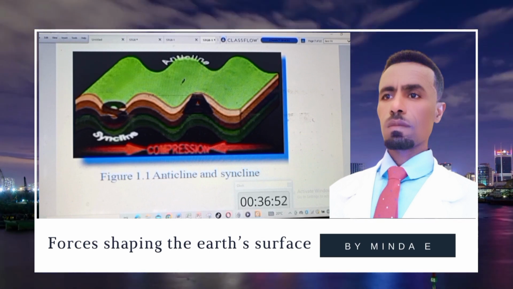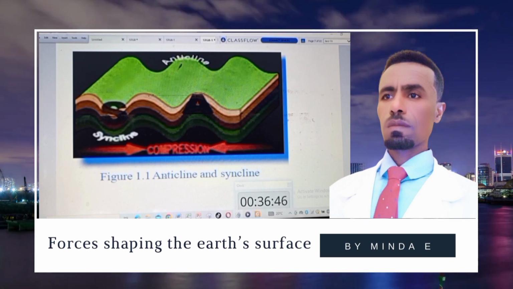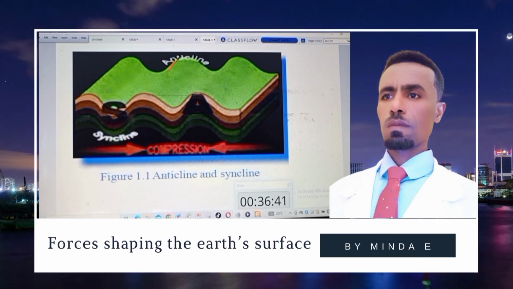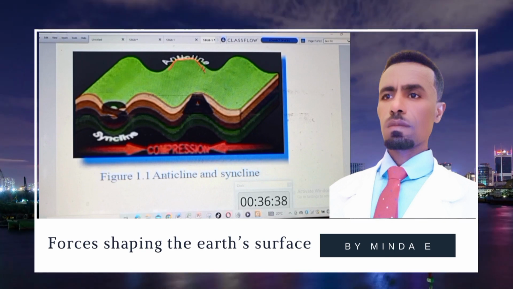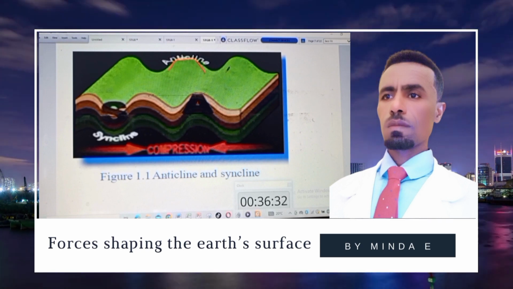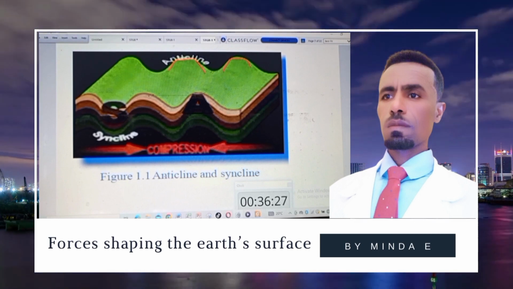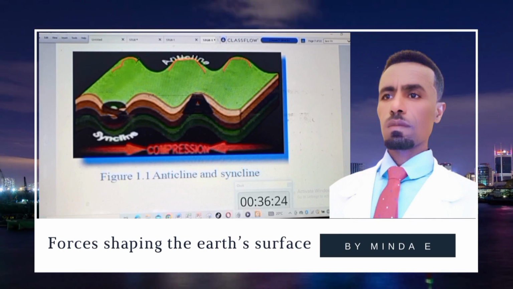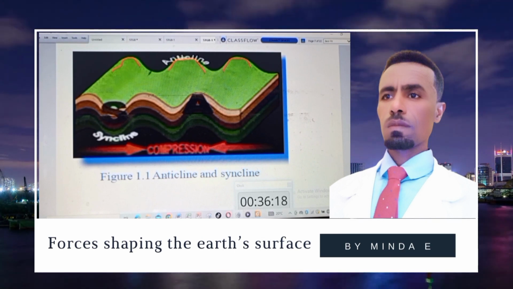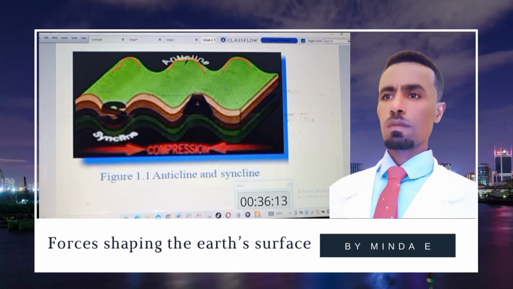Upward folding is known as anticline folding. Look at this figure, for example. Here, there is upward folding, this area. This is upward folding, and this area is known as anticline folding. This rock layer bends upward, and this region is known as anticline folding.